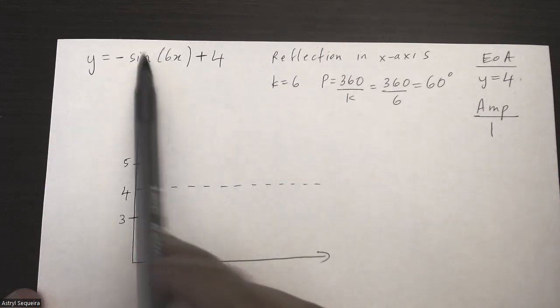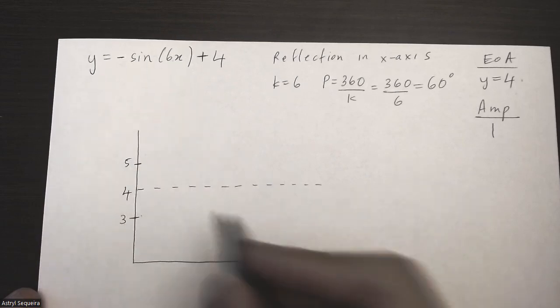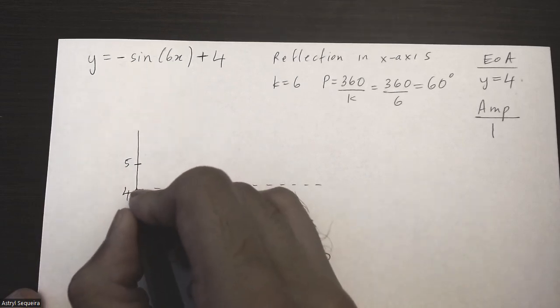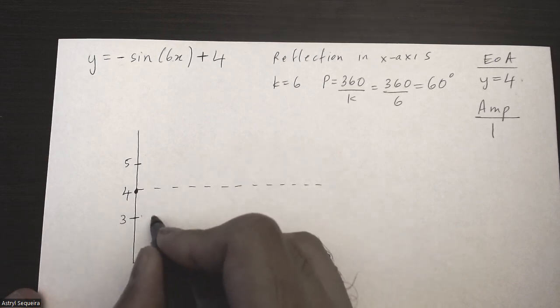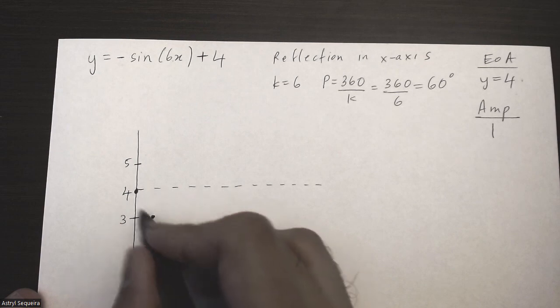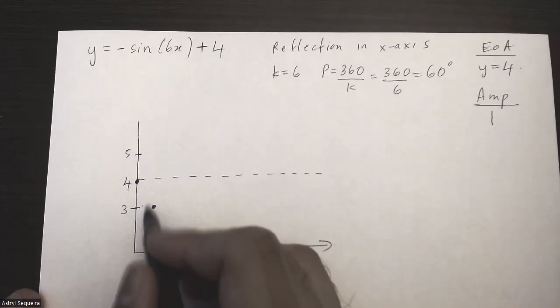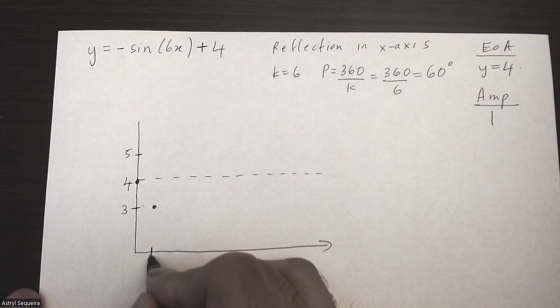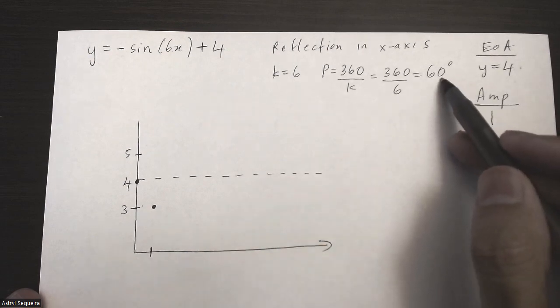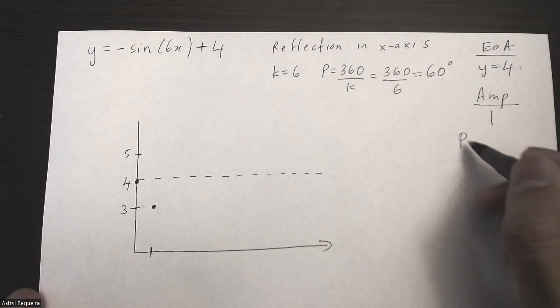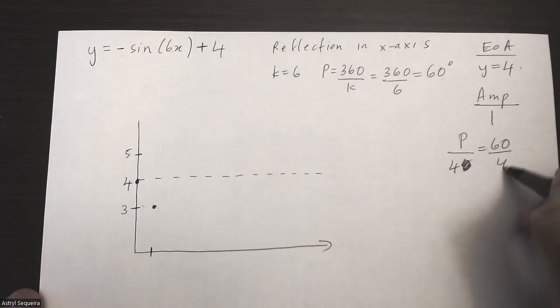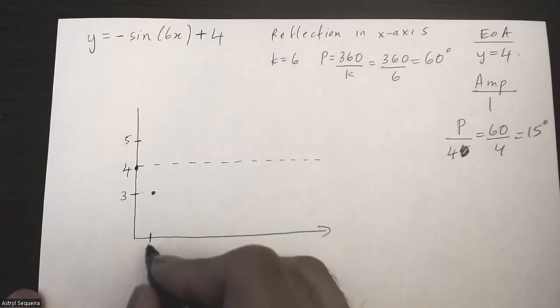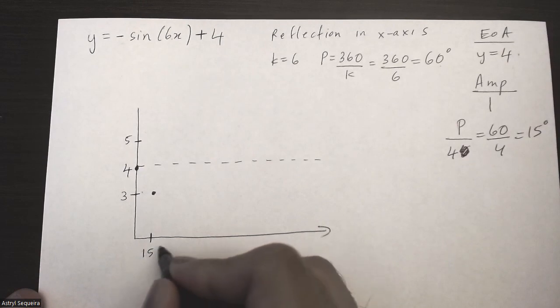This is a negative sine function. A negative sine function starts at my axis. My next point is going to be a minimum because it's a negative sine graph, so it goes down. And to determine the x value of this over here, I'm going to take my period and always divide my period by 4, because going from one key point to the next, you always want to divide your period by 4. So 60 divided by 4 is 15 degrees. So I know here this point is 15.